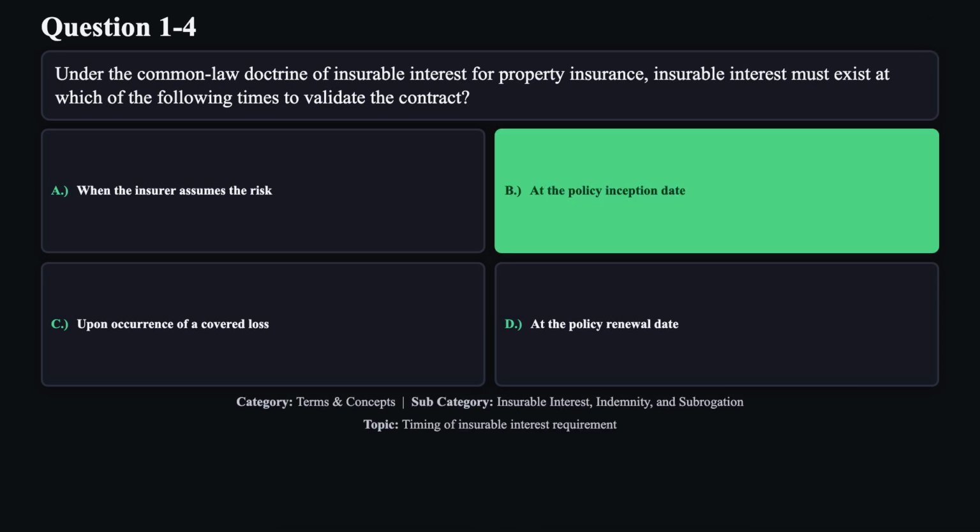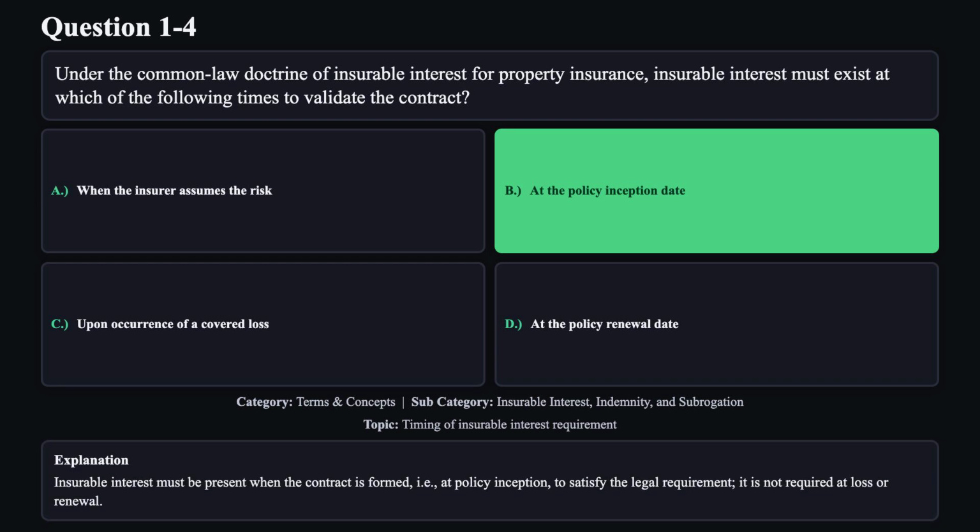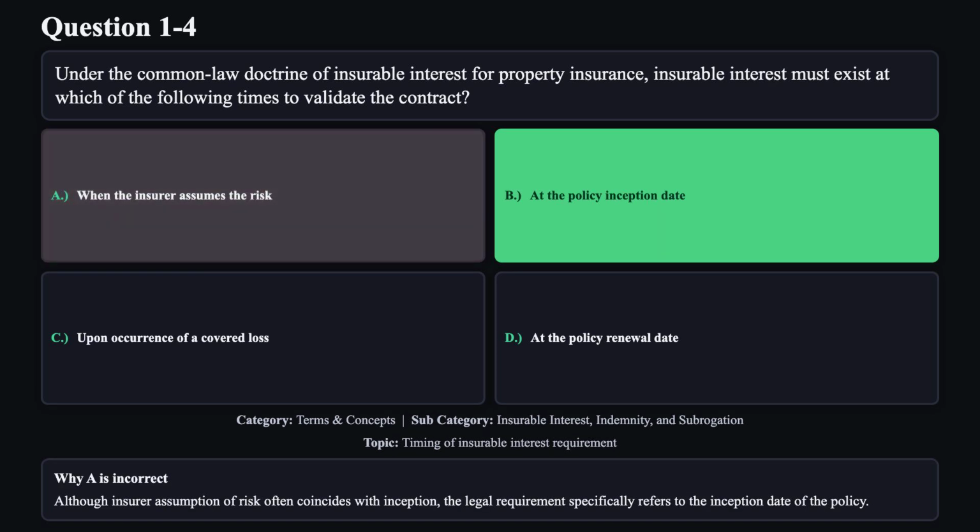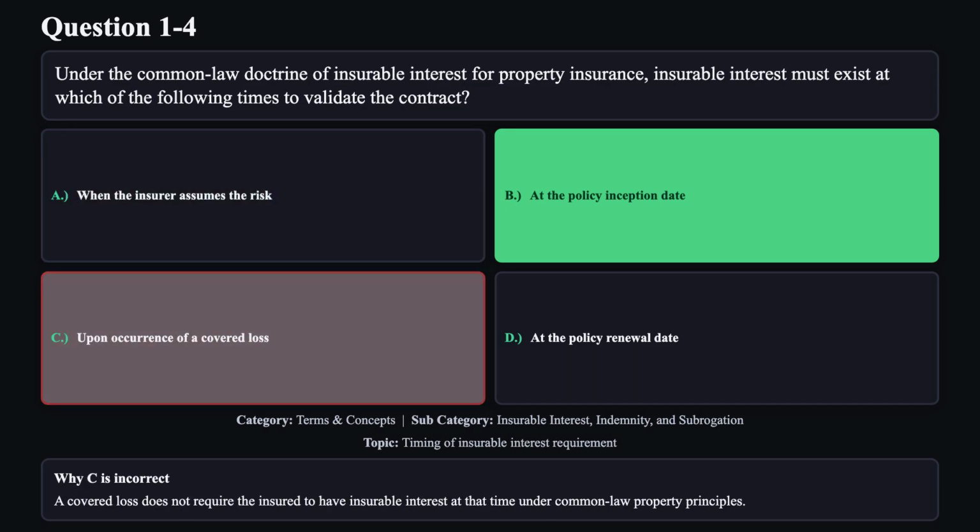The correct answer is B. Insurable interest must be present when the contract is formed, that is, at policy inception, to satisfy the legal requirement. It is not required at loss or renewal. Reason A is not correct. Although insurer assumption of risk often coincides with inception, the legal requirement specifically refers to the inception date of the policy.